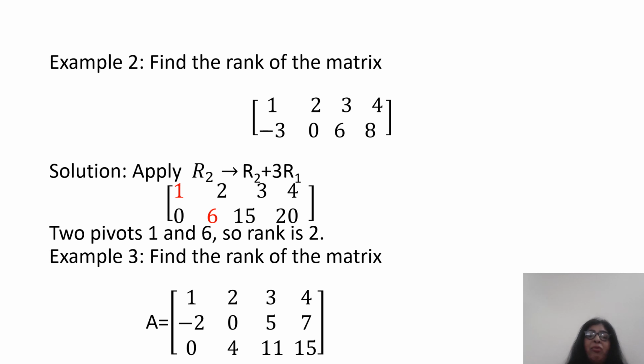The next example is to find the rank of the matrix A having entries: the first row is given by this, the second row is this, the third row is this. So it's a matrix of order 3 by 4, 3 rows and 4 columns, and I want to find its rank. My motive is that all the zero entries should be in the last row, and the entry in the second row should be towards the right of the first row.